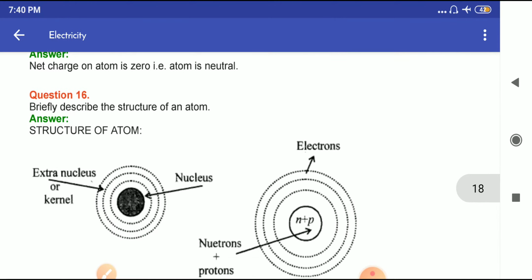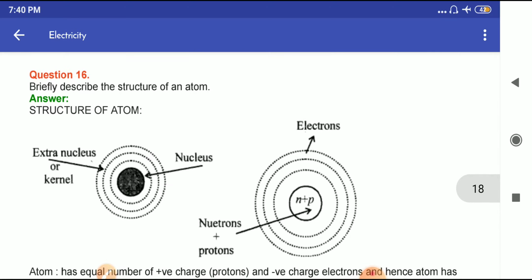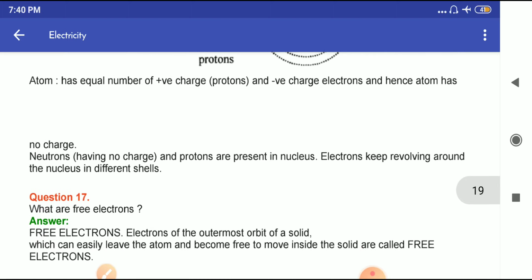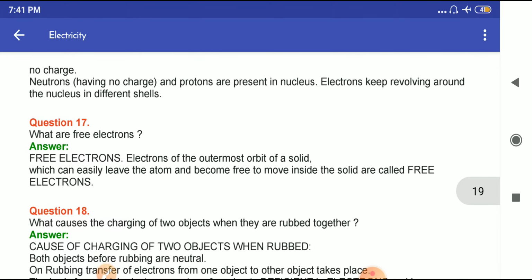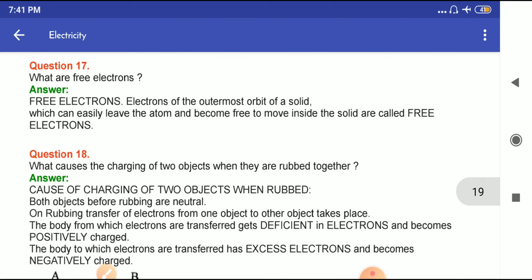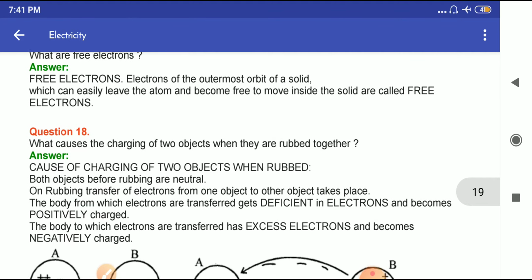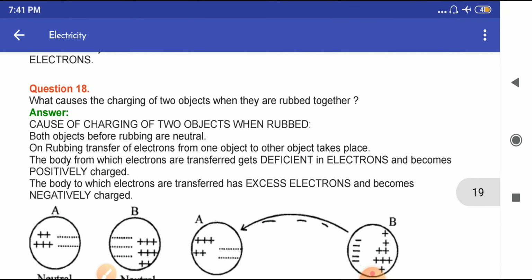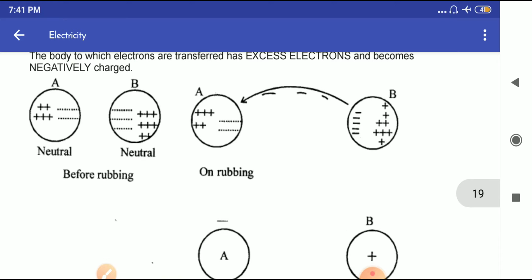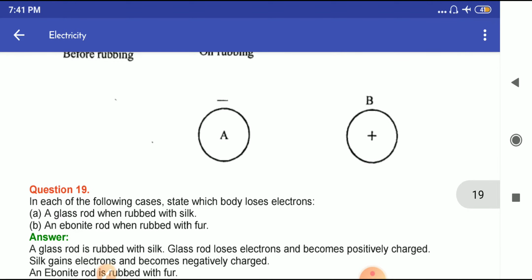Now question number 16. Briefly describe the structure of an atom. So this is your answer. Now question number 17. What are free electrons? Free electrons are the electrons of the outermost orbit of a solid which can easily leave the atom and become free to move inside the solid, and these are known as free electrons. Question number 18. What causes the charging of two objects when they are rubbed together? So this is your answer. You have to draw these diagrams also.